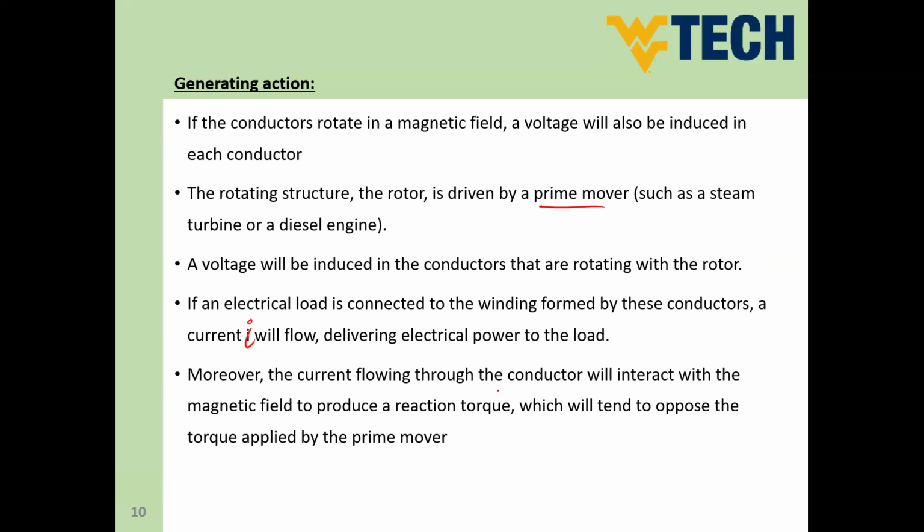Moreover, the current flowing through the conductor will interact with the magnetic field. Since we have generated current, any current flowing in a conductor, guys, will have some magnetic field around this conductor. So you will now have two different fields, a field that generated the electricity and a field from the generated current. These two fields will produce what's called a reaction. This reaction will produce a torque that tends to oppose the torque applied by the prime mover, in order to reduce the amount of output power.